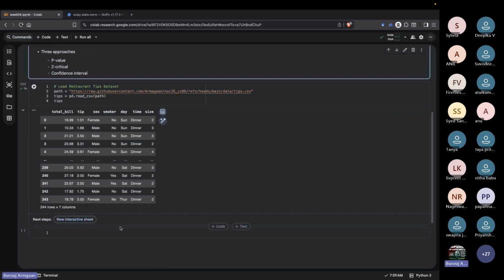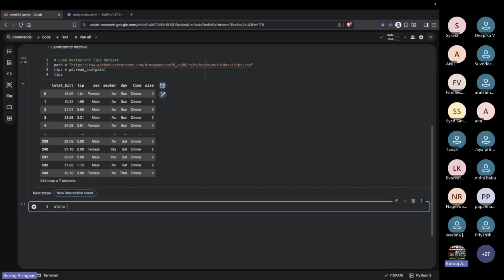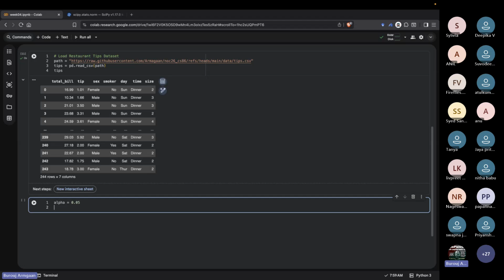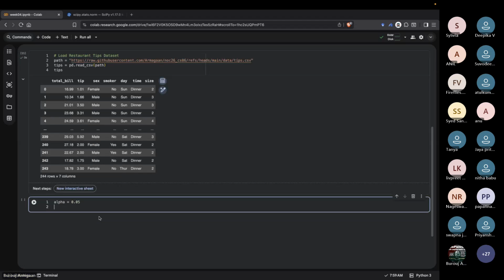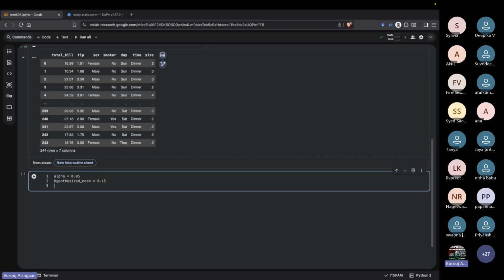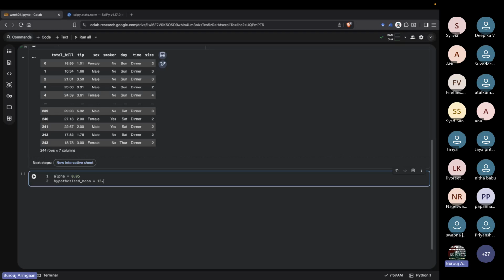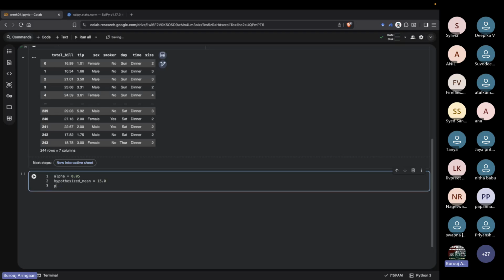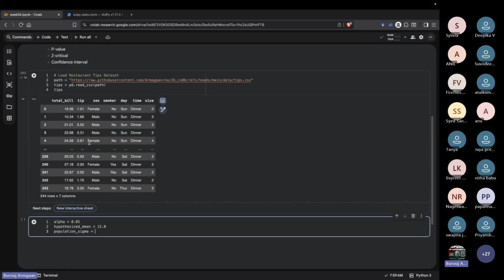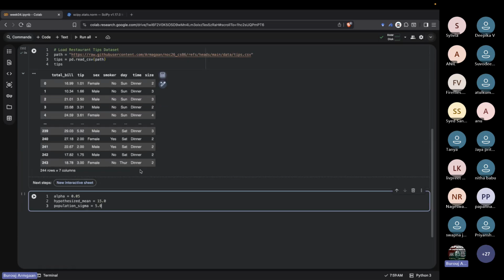All right. So let us note down the things that we already know. We know that our alpha is essentially 0.05 or 5%. We also know that the hypothesized mean is 15%. Since we are working with percentages, maybe we can leave it at 15%. Our population sigma is given as 5%. So we can again leave it at 5%.